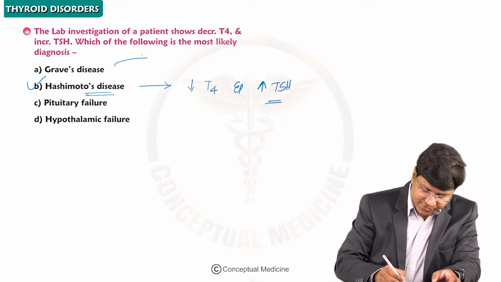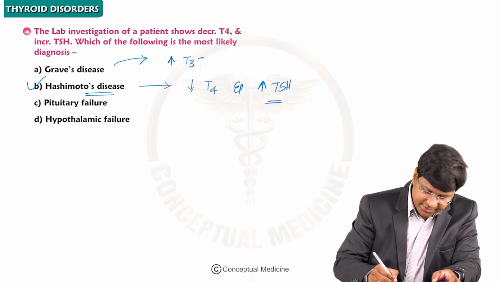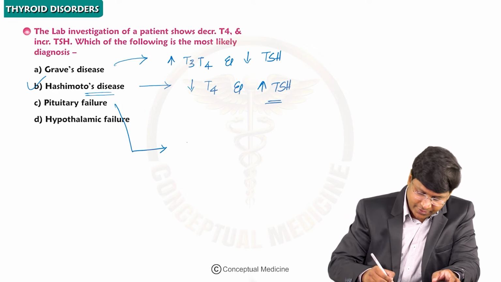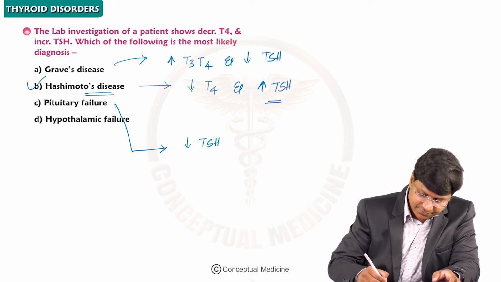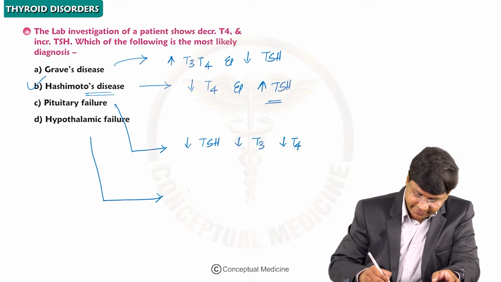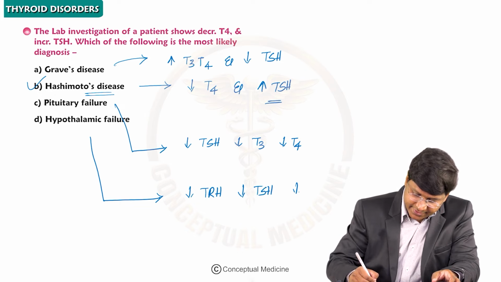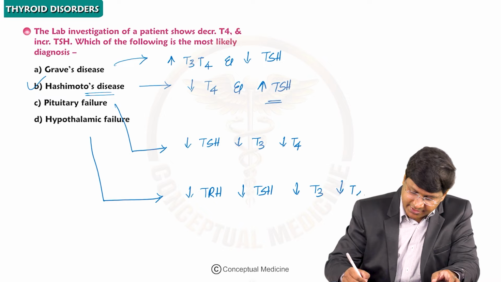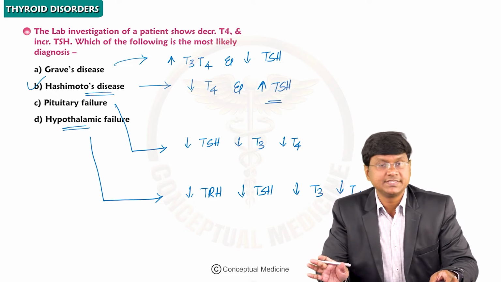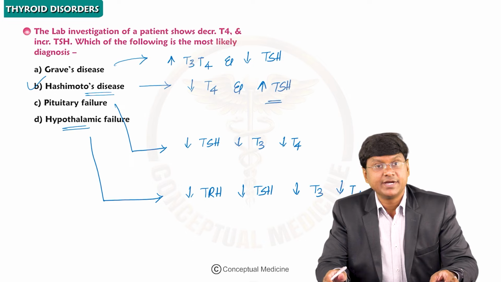Whereas in Graves, there will be increased T3 as well as T4, and decreased TSH. In pituitary failure, there will be decreased TSH, decreased T3 and decreased T4. In hypothalamic failure, there will be decreased thyroid releasing hormone, decreased thyroid stimulating hormone, and decreased T3 as well as decreased T4. So this is about T3, T4, TSH in various thyroid related disorders.